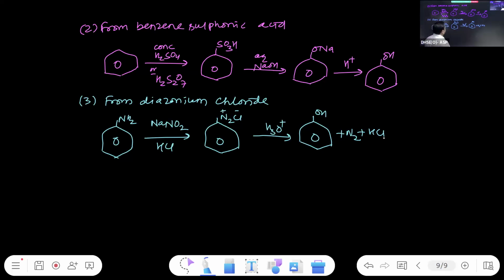Next, from cumene. The fourth and last reaction to prepare phenol is from cumene. What is cumene? Cumene is isopropyl benzene. It is treated with O2 or air.